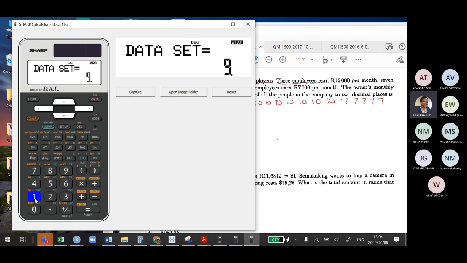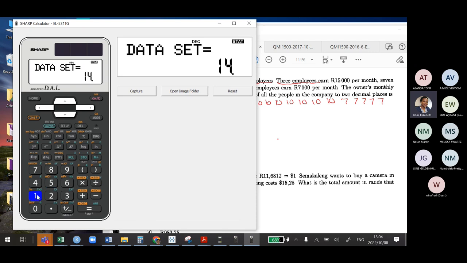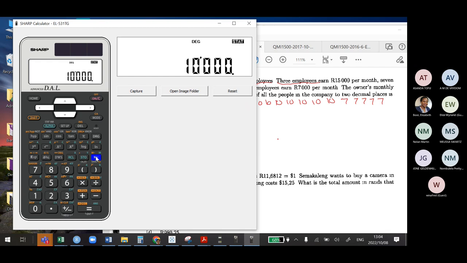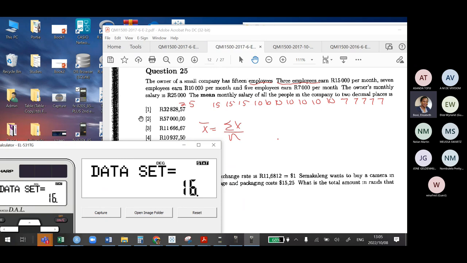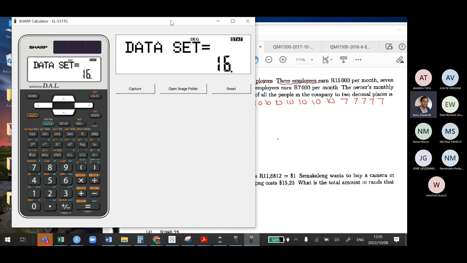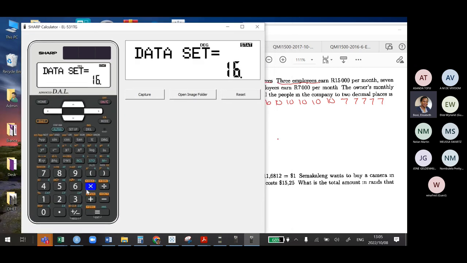So now I must just capture all the 10,000. So 10,000 plus, 10,000 plus, 10,000 plus, 10,000 plus, 10,000 plus. They said 15, so I must go to 16, 10,000 and plus, and the last one, 10,000 and plus, because now there will be 16 people in the company because there are 15 employees plus the owner, which makes it 16. So I've got all the values captured. All I need to do is calculate the mean.